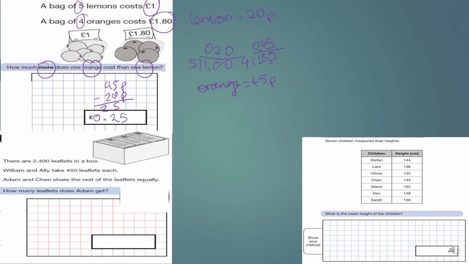Okay, there are 2,400 leaflets in a box. William and Ali take 450 leaflets each. Adam and Chen share the rest of the leaflets equally. How many leaflets does Adam get? So there are a couple of points to this question.